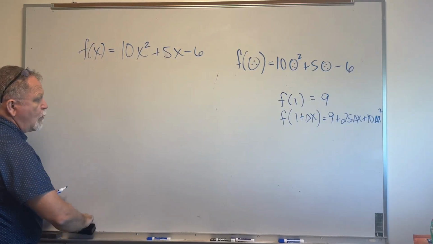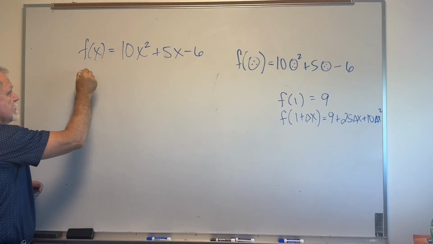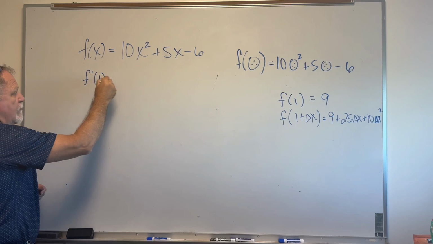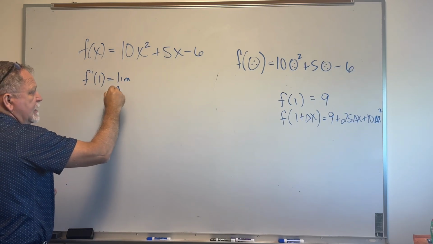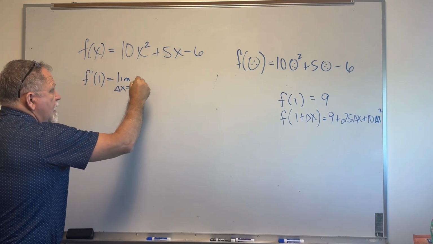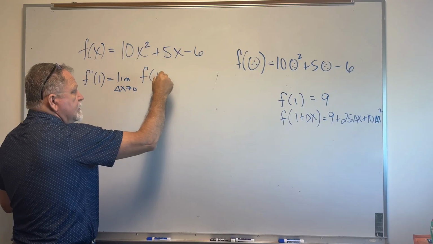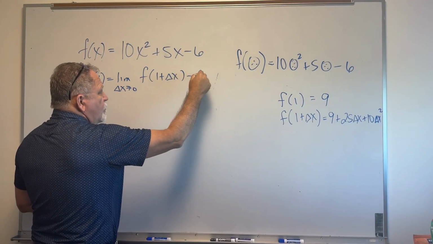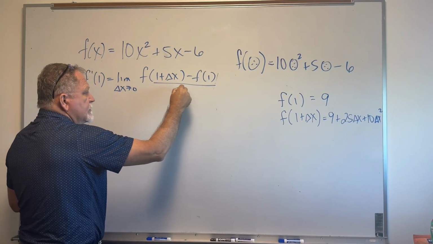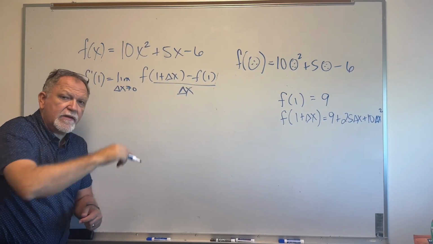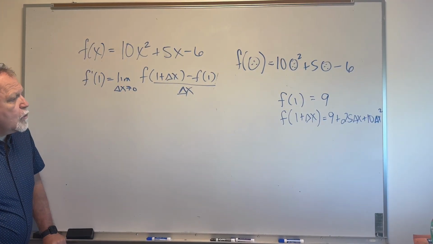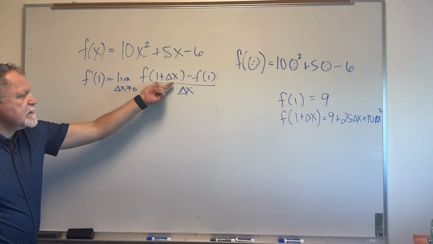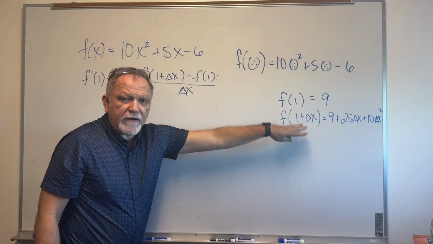But if I want to figure out what f prime of 1 is, f prime of 1 is going to be the limit as delta x goes to 0 of f of 1 plus delta x minus f of 1 all over delta x. That's our limit definition of the derivative. Now, we already know what these quantities are equal to, right? That's what we figured out over here.